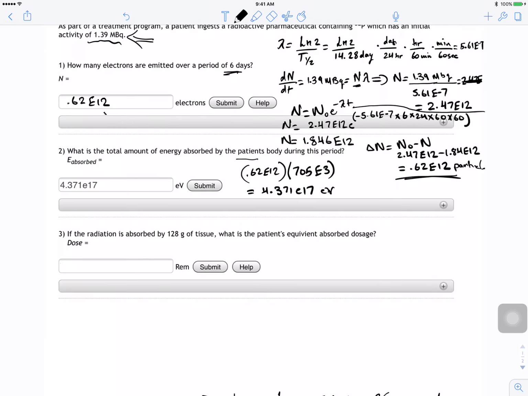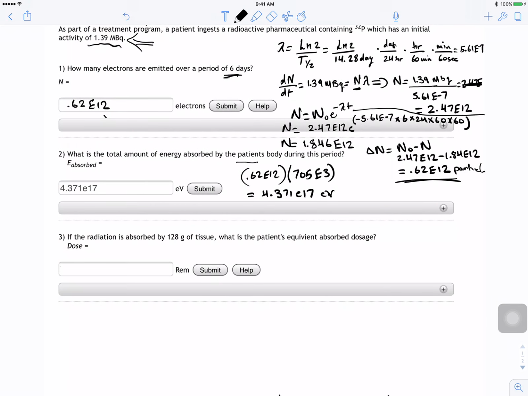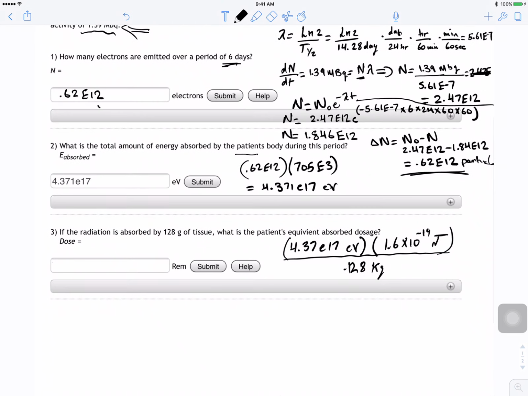For the last one, the radiation absorbed by 128 grams of tissue, what is the patient equivalent absorbed dosage? We divide the energy we got, 4.371 e to the 17 electron volts, so we change it to joules, times 1.6 times 10 to the negative 19 joule. We divide that by 0.128 kilograms.